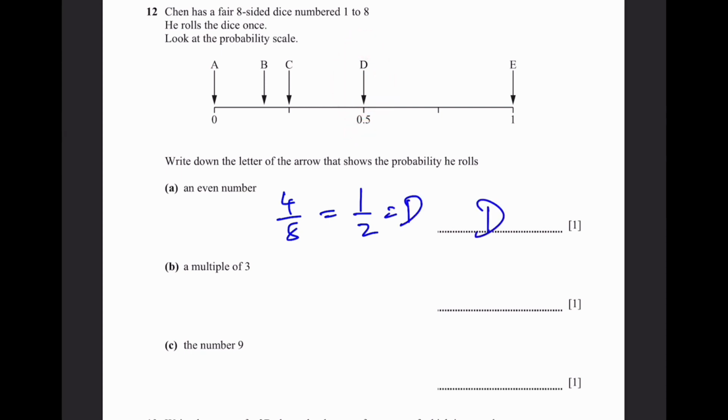Now for B, multiple of 3. So there are 2 multiples of 3 here, 3 and 6. So it'll be 2 by 8, which is 1 by 4, and that's shown by the middle of 0 and 0.5, 0.25, that's C. C, the number 9. We know that number 9 does not exist in the numbers 1 to 8, so it's the value 0, which is equal to A.